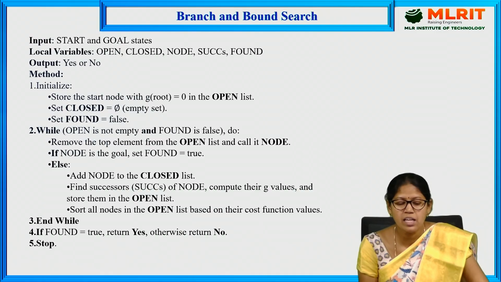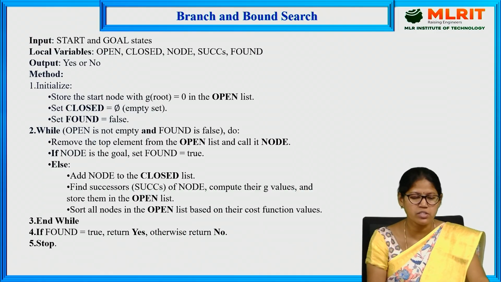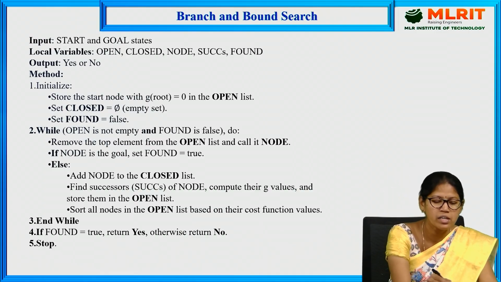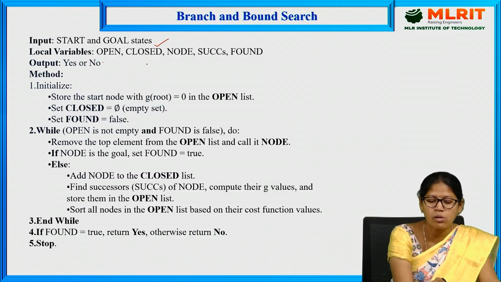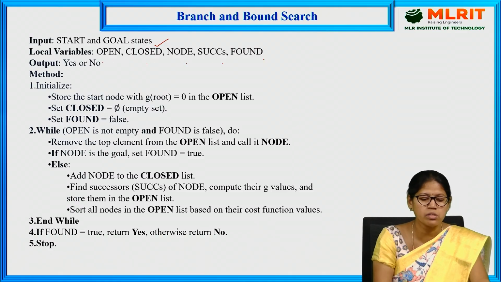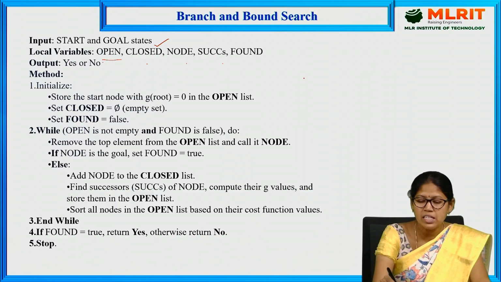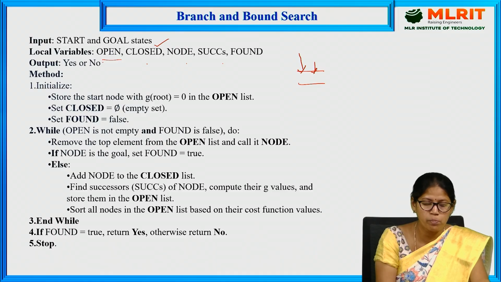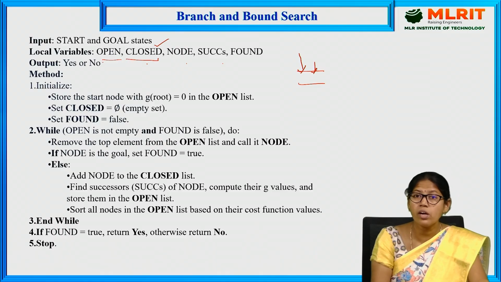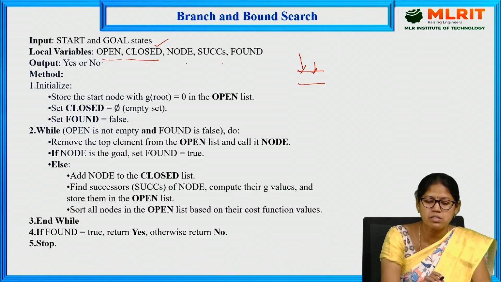Okay, let's see the algorithm of branch and bound search. Every algorithm contains the start and goal nodes, and local variables: open, closed, node, successors, and found. The open list contains nodes which are explored but not examined. Whatever nodes are explored will be placed into the open list. In the closed list, whatever nodes are examined, meaning already visited, will be placed into the closed list.